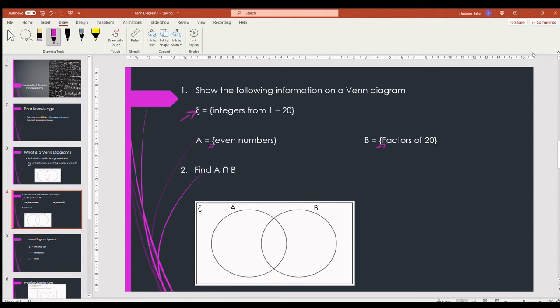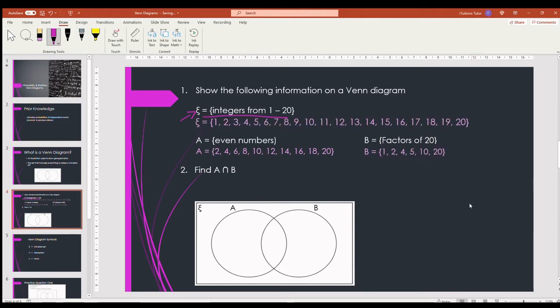Set A has even numbers and set B has factors of 20. But the universal set tells us we are only looking at numbers between 1 and 20. So the even numbers and factors in both sets will only be between 1 and 20. Whenever you get a description for a set, write beneath it what it is so you don't miss anything out. Here are the even numbers and these are the factors of 20. And we've got all the numbers from 1 to 20 for the universal set.